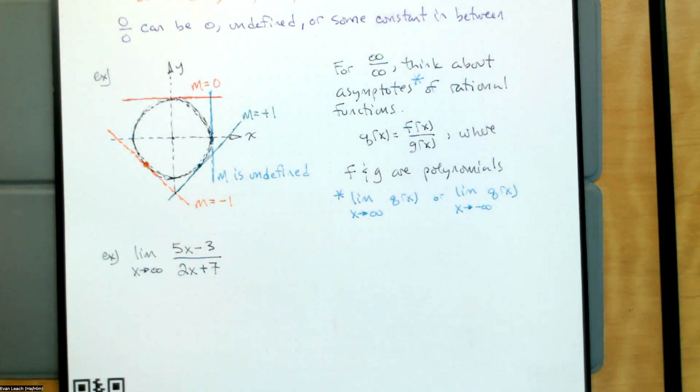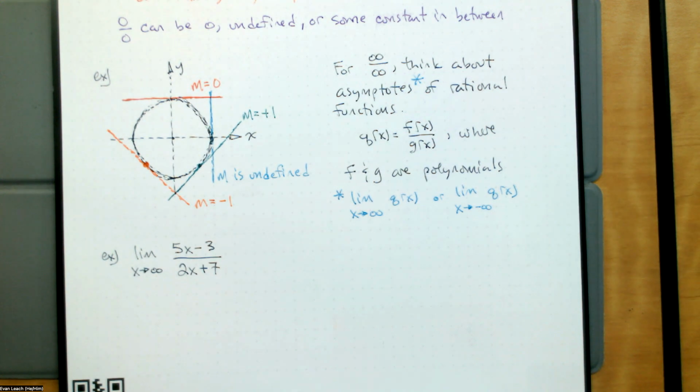If we think about what's going on with very large values of x, the numerator and denominator are balanced. I have a 5x on top and a 2x on the bottom. So for very large values of x, the only thing that matters in the numerator is the 5x, and in the denominator, the only thing that matters is the 2x. So here, as x goes to infinity, the numerator goes to infinity and the denominator is going to infinity, but they're kind of going to infinity at the same ratio.